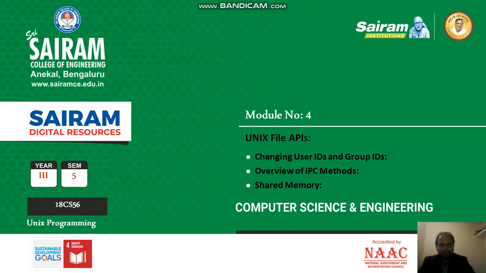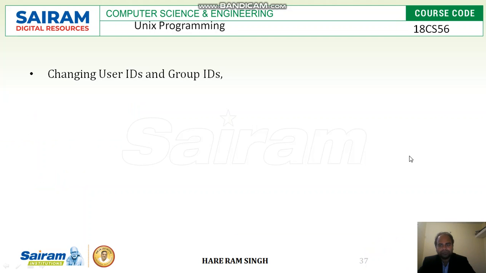I am going to start the fourth module today. In the fourth module, there are three chapters. First is changing user IDs and group IDs. Second chapter is overview of IPC methods. And third chapter is shared memory. So let us start with the first chapter, which is changing user ID and group ID.